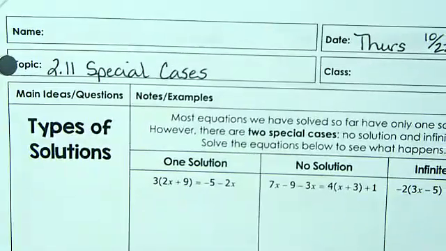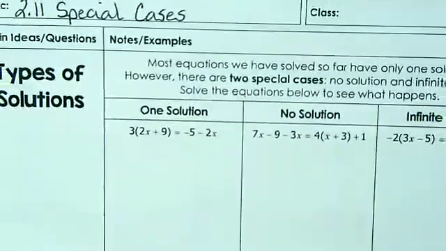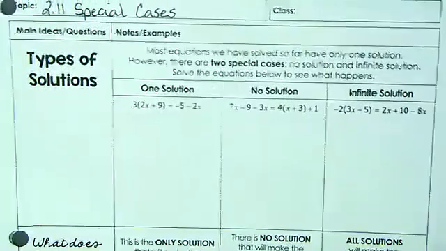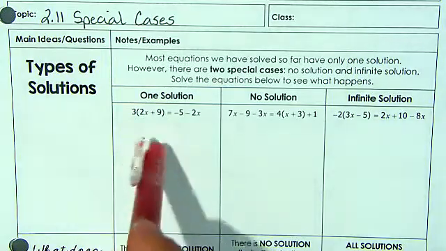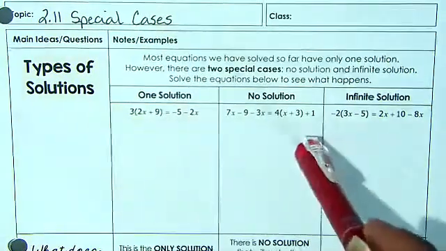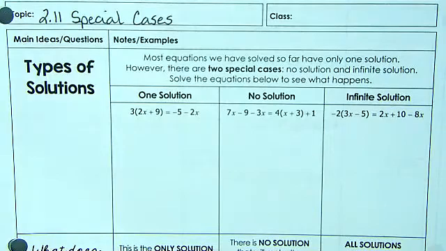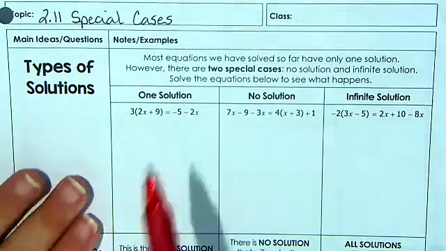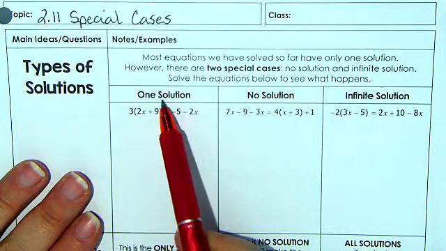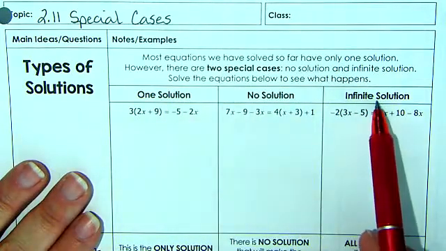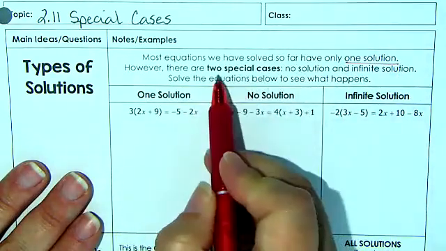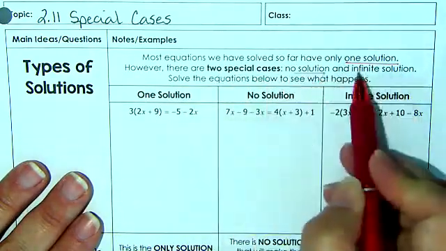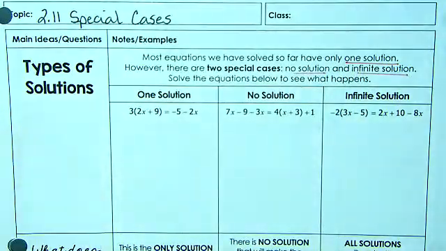Today we are going to be covering special cases, which is luckily pretty much all the same processes that we've been doing. It just means that we're going to end up with more than the one solution option that we've been doing. We will have other scenarios that are possible. So let's talk about those. We have three different types of solutions: one solution, no solution, and infinite solutions. So far we've solved one solution. However, there are two special cases, the no solution and the infinite solution. So we're going to solve each one of these and see what happens.